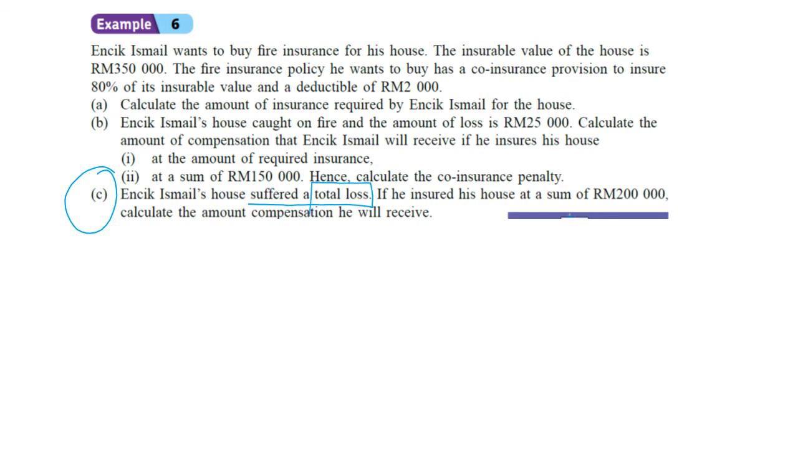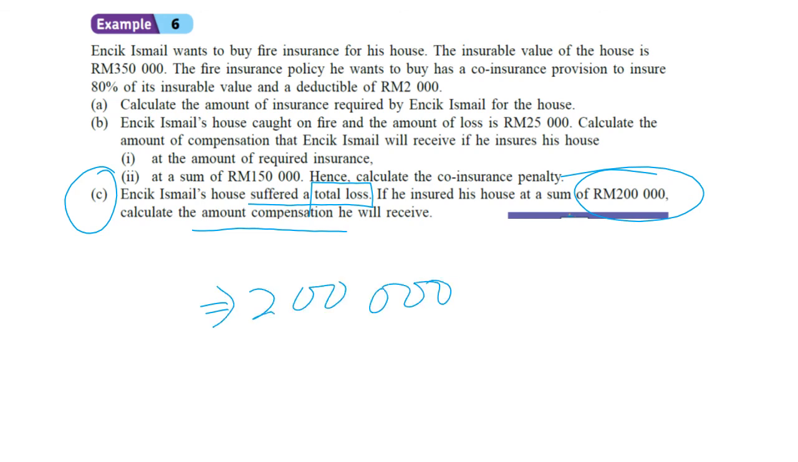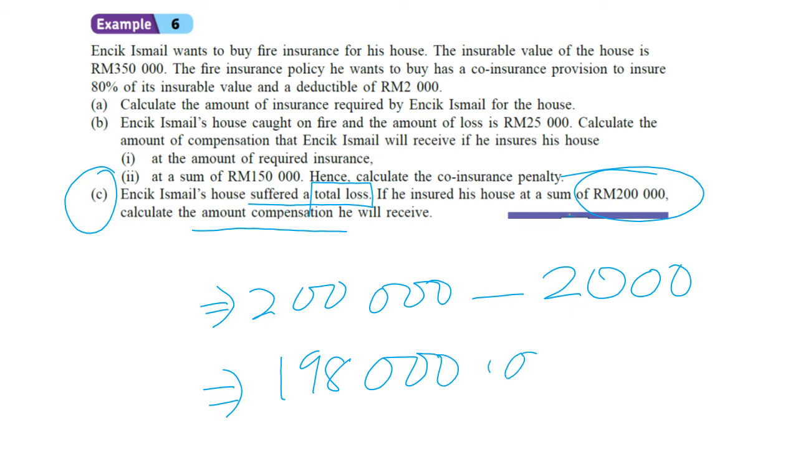Okay, for C, this one is a total loss. Total loss means if he insured his house for only 200,000, the amount of compensation he will receive is only 200,000, what he insured the house for, minus the deductible. This is the amount that the insurance company will pay to Encik Ismail.